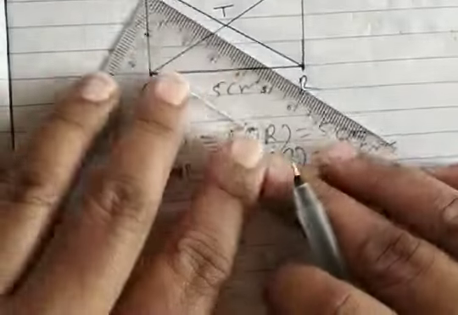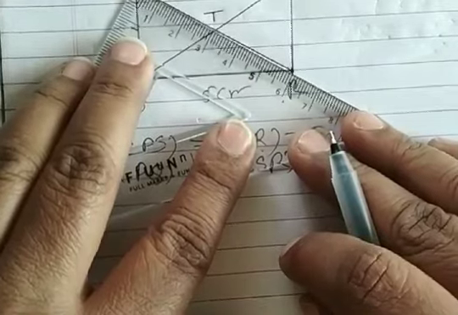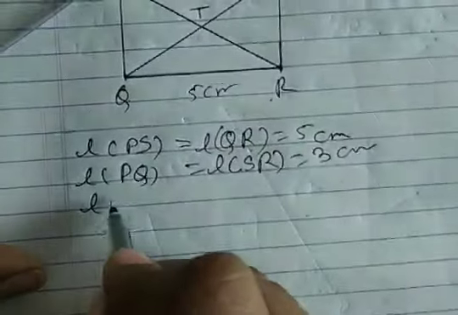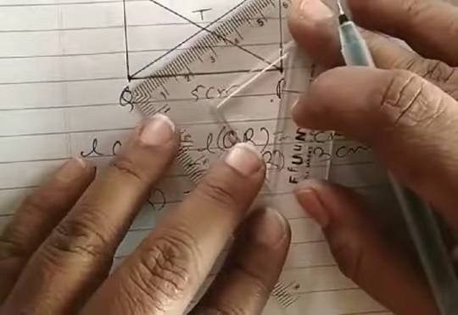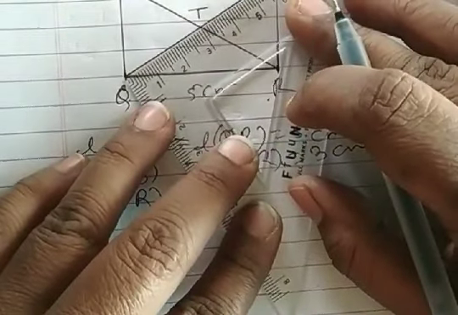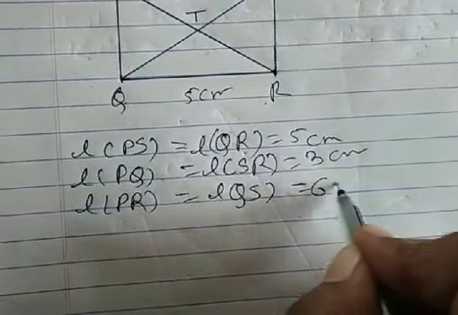Now I will take the measure of PR. See here, all of you, how much is the measure of PR? It is 6 centimeter. So I will write here the length of PR, it is a diagonal, is equal to the length of QS. If you see here, QS is also 6 centimeter. It is the same.